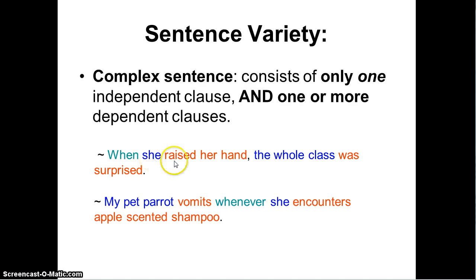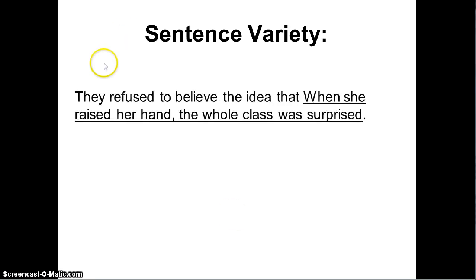Notice that when the dependent clause appears first, we place a comma between the dependent clause and the independent clause. And when the independent clause appears first, we do not need a comma. The dependent clause simply follows the independent clause. The last thing we want to do is to make sure our complex sentence passes our completeness test. They refused to believe the idea that when she raised her hand, the whole class was surprised. Sounds complete? We have a complex sentence.